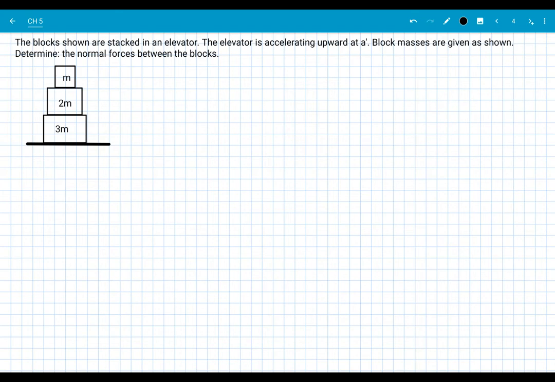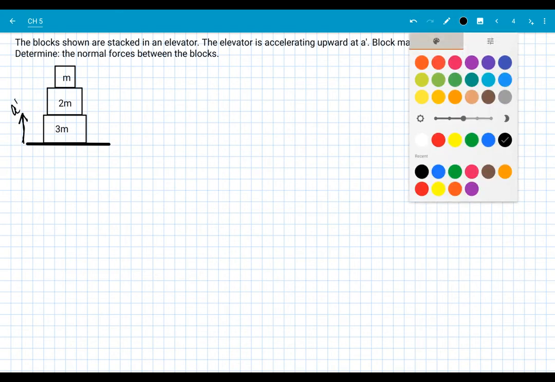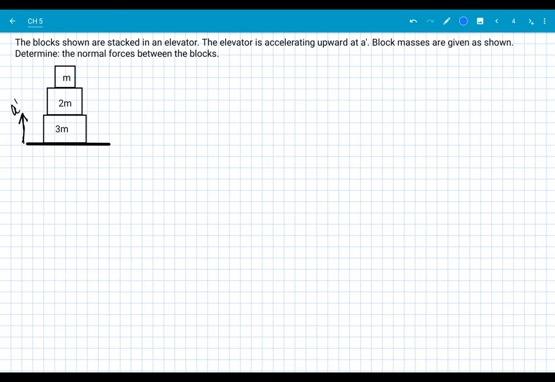So we have three blocks, they're stacked up, and they are in an elevator, and the elevator is accelerating upward at A prime. So I'm just going to put that in our diagram. Our brains like pictures. So this whole enchilada here is accelerating upward at A prime, and that acceleration is given. Block masses are given as shown, 3m, 2m, and 1m. And what we're asked to determine is the normal forces between the blocks. So we're being asked to determine the forces that are at these interfaces here.